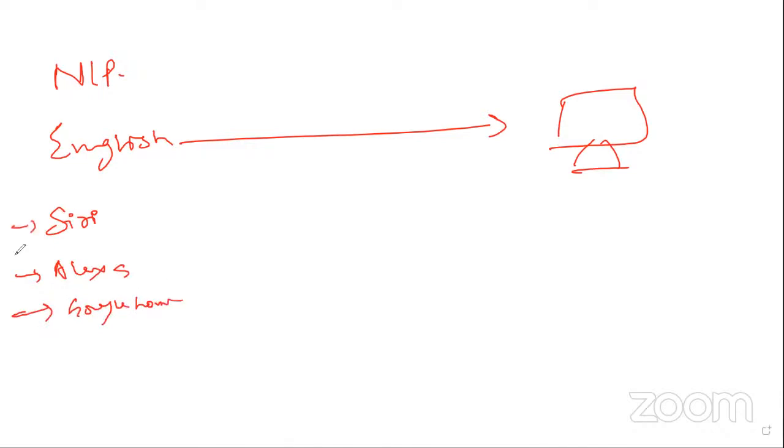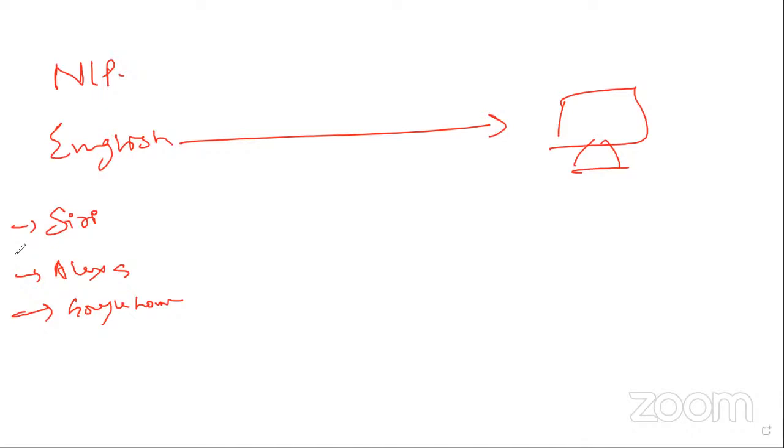If we take these three, giving them instructions is not about coding. It's not about high level language and low level language. No, definitely not. Whenever we try to talk with Siri, Alexa, or Google Home, we talk with them in our normal language, that is English.